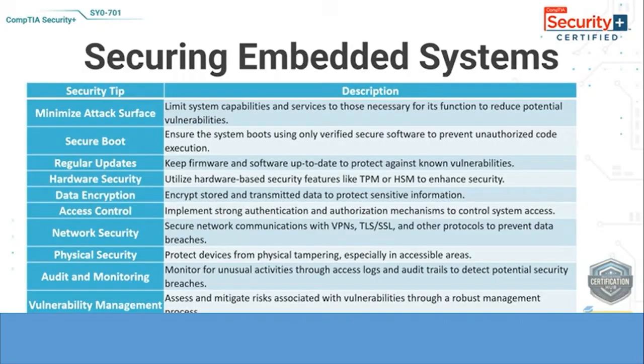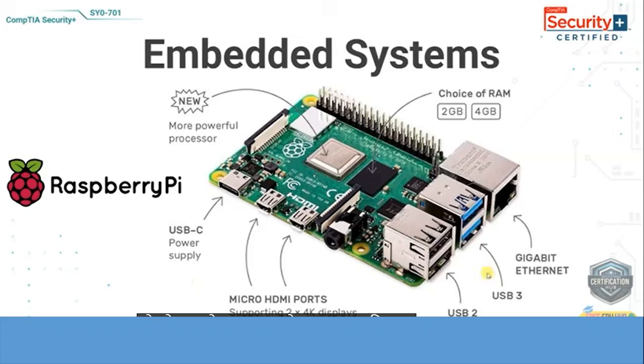Here we have securing embedded systems: minimize the attack surface, secure boot, regular updates, hardware security, data encryption, access control, network security, physical security, audit and monitoring, and vulnerability management. This is related to information security. Limit the system capabilities and services to those necessary for function to reduce the potential vulnerabilities. So these are the points by which we can secure the embedded system.